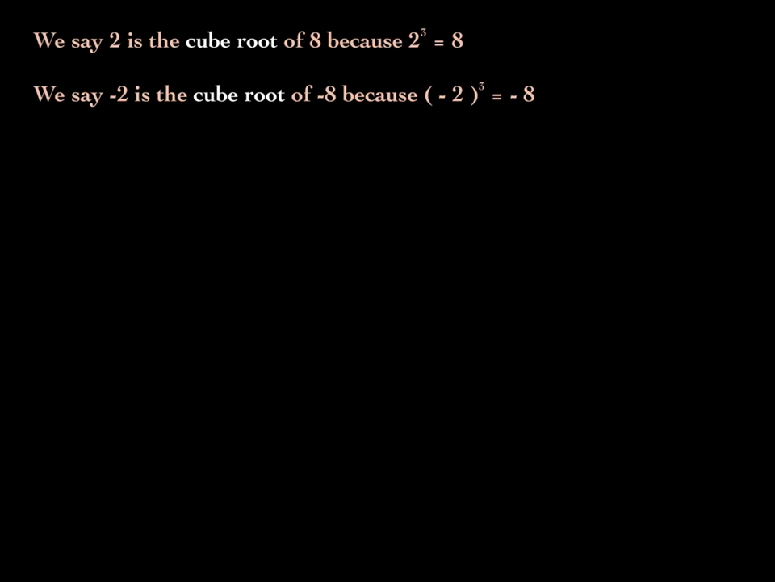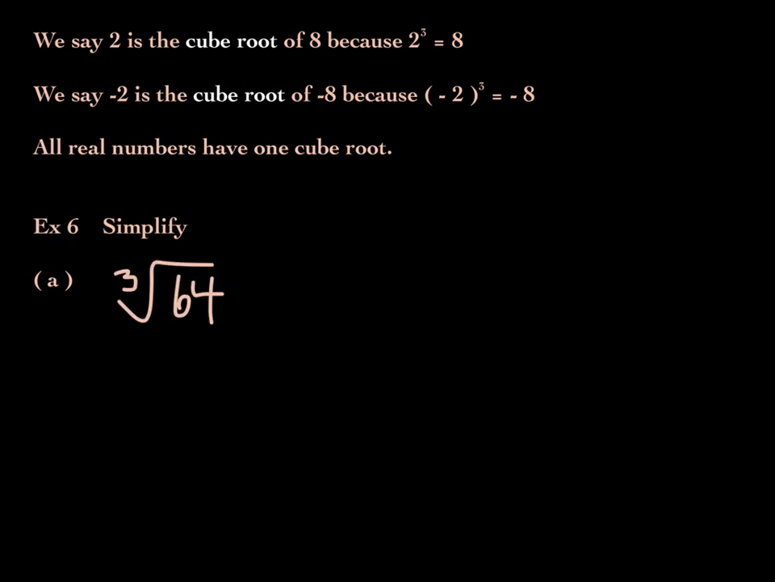So all real numbers have only one cube root. So we noticed earlier that every positive number has 2 square roots. But when it comes to cube roots, all real numbers only have one cube root. All right, let's jump into an example here. Let me take you to example 6. It says, simplify the following expression. This is read as the cube root of 64.